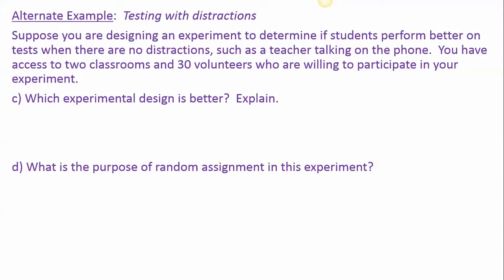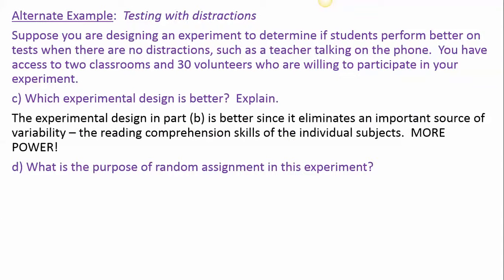Which experimental design is better? The experimental design in Part B is better since it eliminates an important source of variability, the reading comprehension skills of the individual subjects, which gives us more power. So because we allowed both groups to be provided with the treatment of having a distraction, we take away the fact that we don't know who got assigned to which room, and we don't know how good they are at reading.